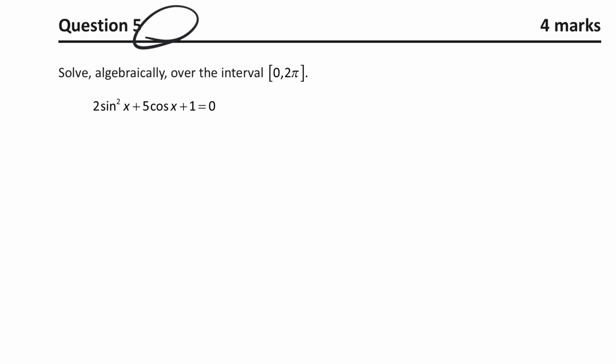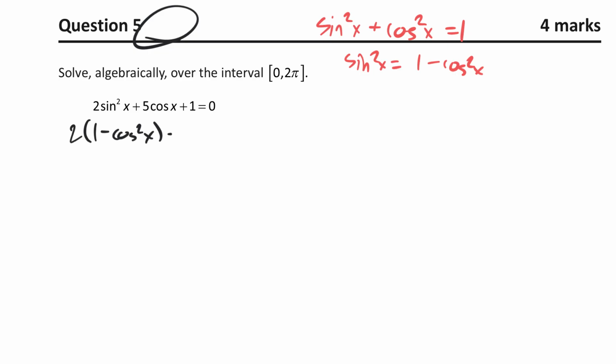Based on our formula sheet, remember that sine squared x plus cos squared x equals 1. In other words, sine squared x equals 1 minus cos squared x. And there's going to be a 2 in front of it, so we've got 2 times (1 minus cos squared x) plus 5 cos x plus 1 equals 0. Negative 2 cos squared x plus 2 plus 5 cos x plus 1.